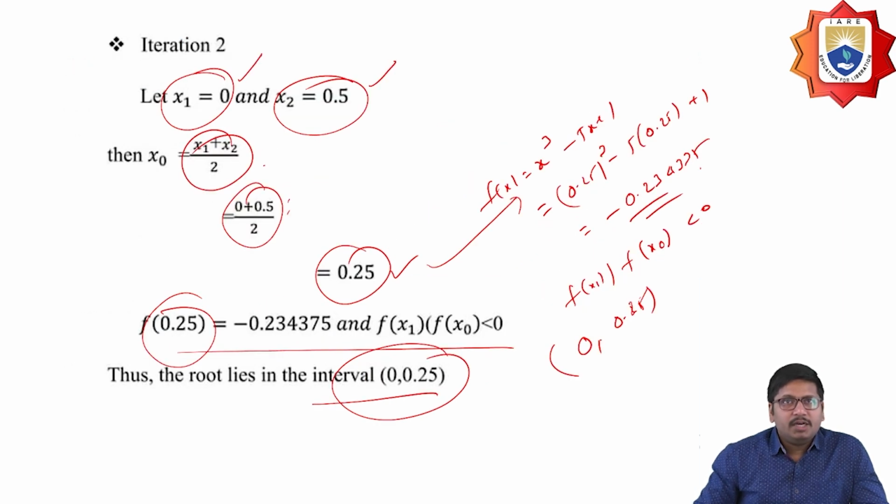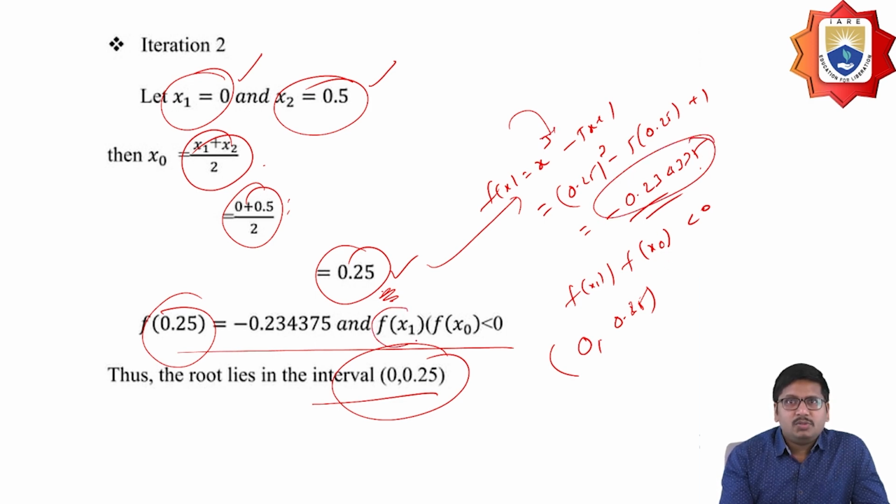Similarly, I do another iteration. So x1 is 0 and x2 is 0.5. After calculating x0, I get 0.25. This is substituted in the function and I get this value. That means the root lies in between f of x1 and f of x0, that is, between 0 and 0.25.